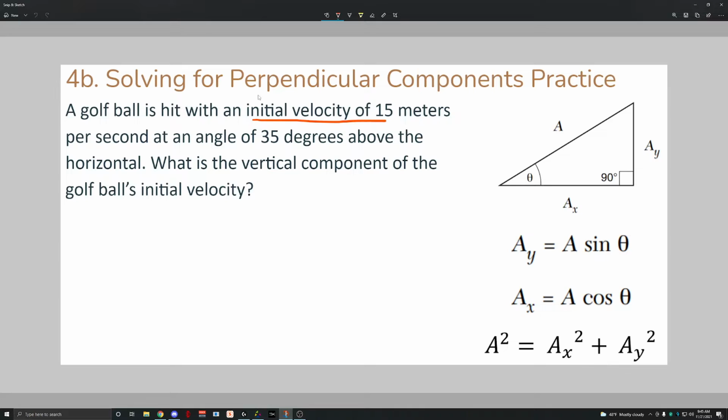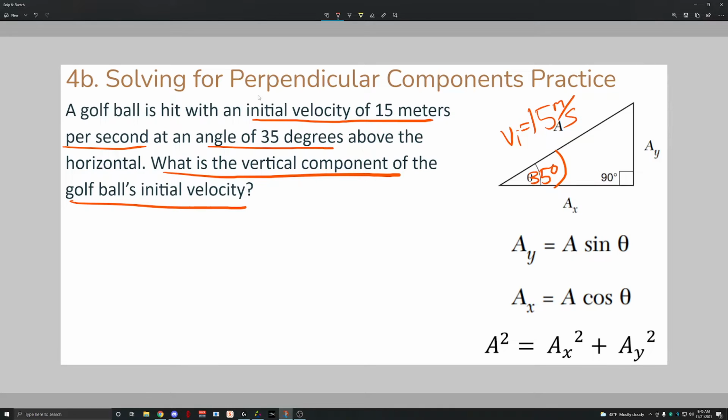So next problem, it says again, initial velocity of 15 meters per second at an angle of 35 degrees. Your initial velocity is 15 meters per second, angle of 35 degrees, right? That's your angle about the horizontal. What is the vertical component of the golf ball's initial velocity? You're looking for a vertical, right? Vy is equal to question mark.